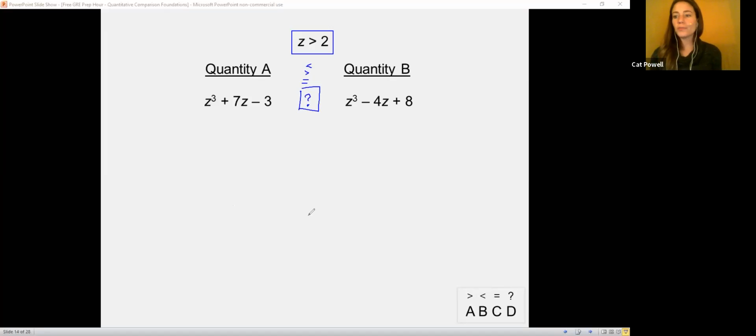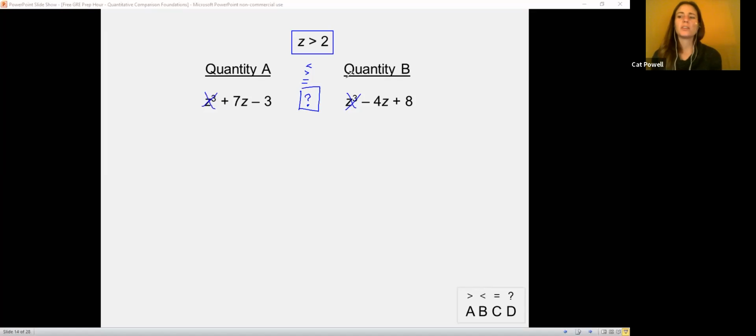So Isaiah said, well, if something is the same on both sides, we can cancel it out. Like if I have Z cubed here and Z cubed here, I can cancel that out because it's going to have the same impact on both sides. So it's kind of irrelevant to my comparison.